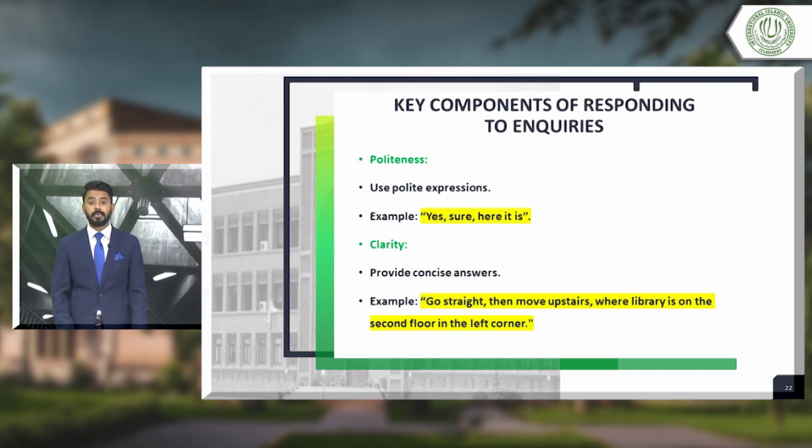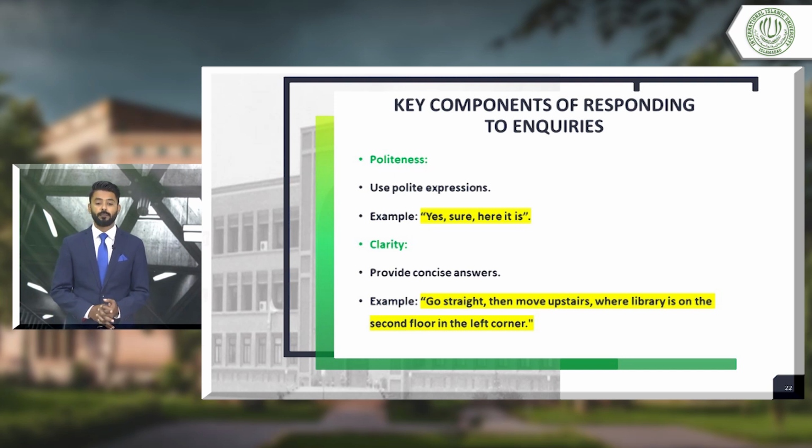Now, what are the key components that are involved in responding to those inquiries? As we have been saying so many times in all these aspects of this lecture, we need to be polite and we need to be clear. And here it is no exception. Fine, when we are responding to some inquiries, we must be polite. And how can we be polite? Of course, with the use of proper words, and of course your tone, and then your non-verbal cues. They all make it polite.